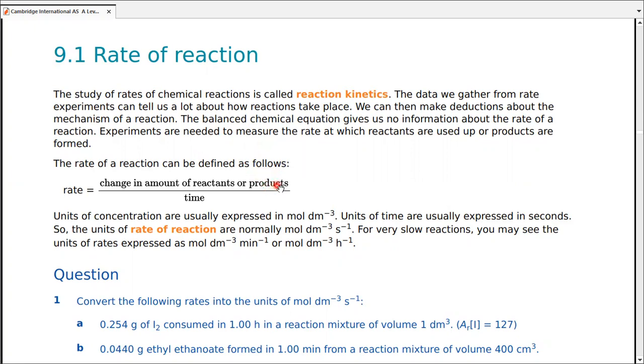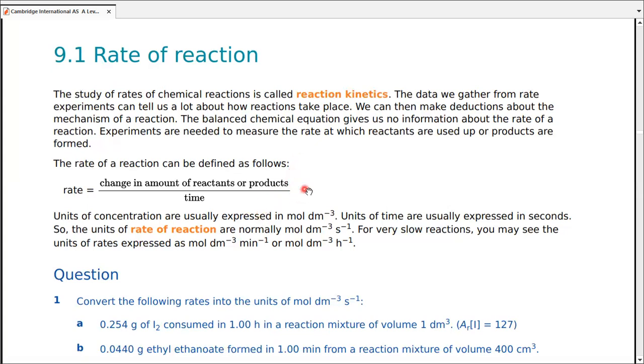The mechanism of the reaction is actually all about how the reactant particles react together: either they go to a transition state, either they form a product or a specific side product, or there are intermediate steps before they get to the product stage. All of this belongs to the mechanism of reaction.